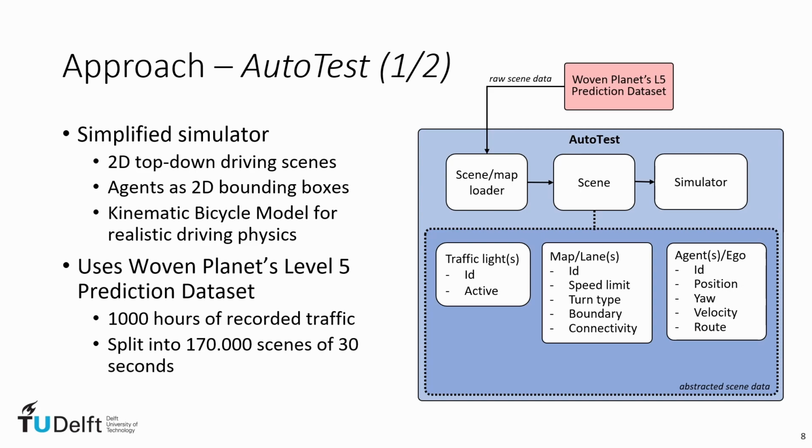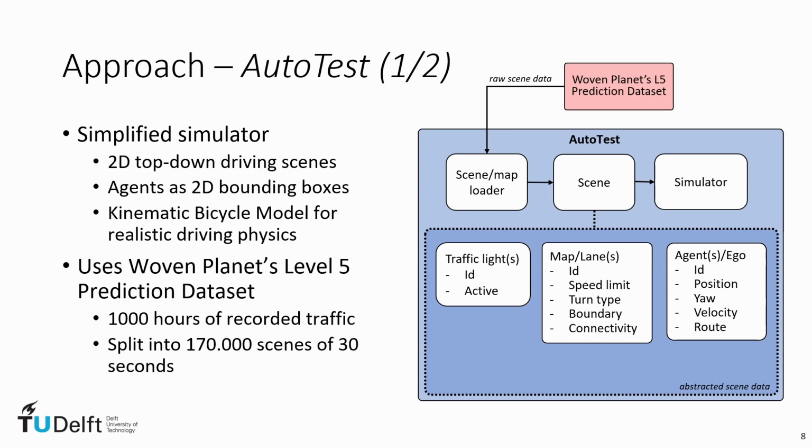And AutoTest works very well, and it uses the Woven Planet's Level 5 prediction dataset, which is about 1,000 hours of recorded traffic data. And these hours are split into 170,000 scenes of 30 seconds each.